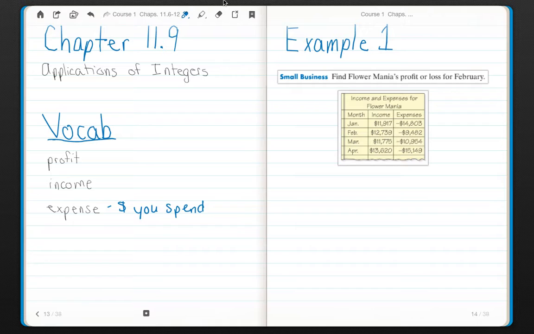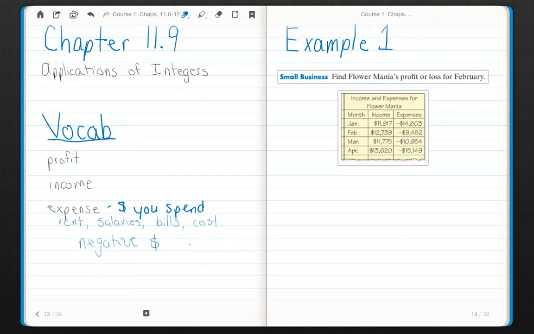Okay, that can include rent of an office space. It can include salaries that you have to pay people. Okay, it includes the bills you have to pay, the electric bill, the gas bill, the water bill. Okay, the cost of whatever it is that you are selling. All of these are expenses. An expense is always negative money.